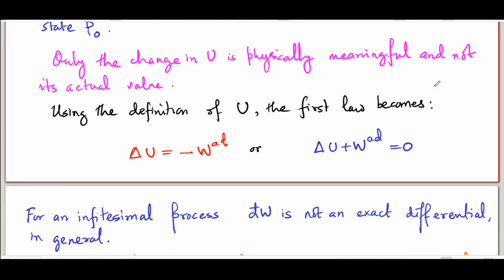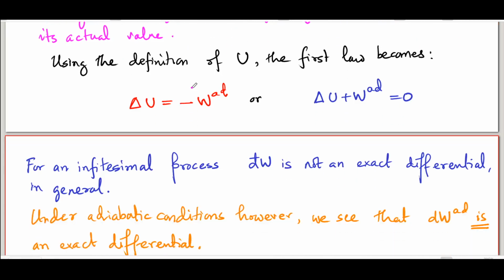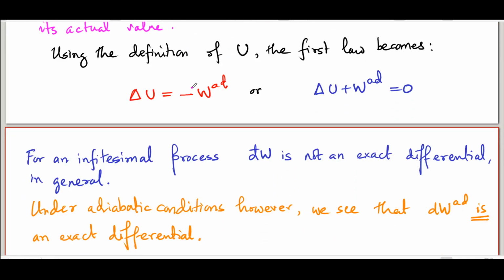For an infinitesimal one, we will have to note that in general d cross W is not an exact differential. That is exactly why we have a cross on the d here, to show that there is no function W in general whose differential is the infinitesimal amount of work done in an infinitesimal process. However, what the first law has told us is that under adiabatic conditions, this d cross is actually d. So we have written dW adiabatic, and this is an exact differential.